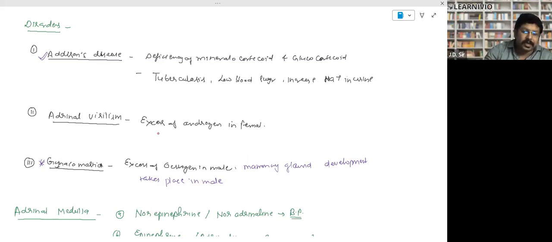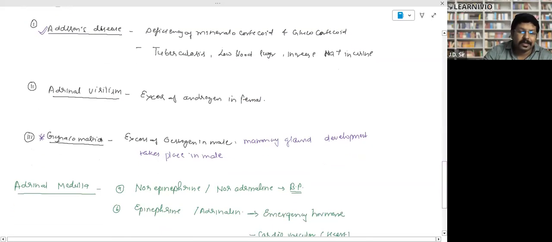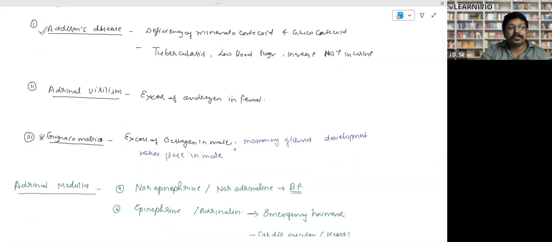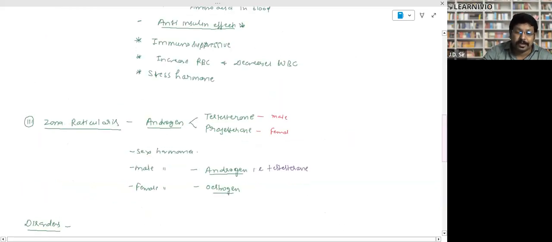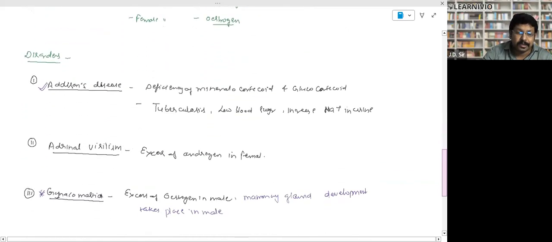Adrenal virilism, right? Excess of androgen in female. Due to excess of androgen in females, it develops some male features like beard, mustache, and all that, right? Then gynecomastia: excess of estrogen secretion in the male. It causes female characteristics in male, meaning the male will have development of the mammary gland, right? In adrenal virilism, excess of androgens in female causes the development of male characteristics in female. It's a hormonal imbalance, not a genetic imbalance, meaning these people cannot be called transgender. This is just a hormonal imbalance, right?